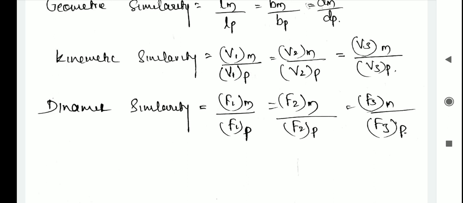Here F1m, F2m, F3m represent the forces at the various points of the model, and F1p, F2p, F3p are the forces at the corresponding points in the prototype. In general it is Fm divided by Fp. So this is about hydraulic model analysis objectives and model to prototype similarity conditions.